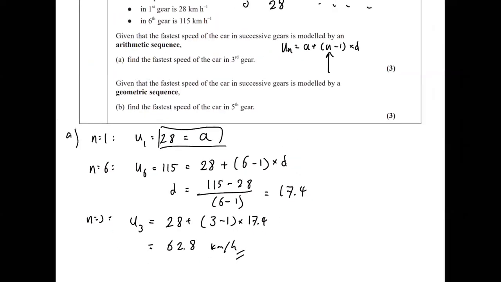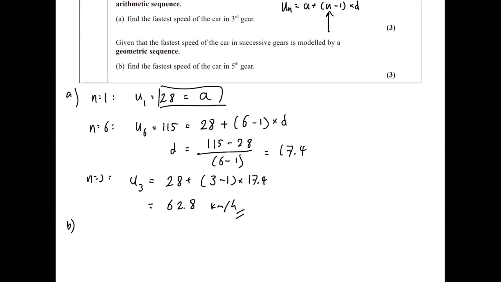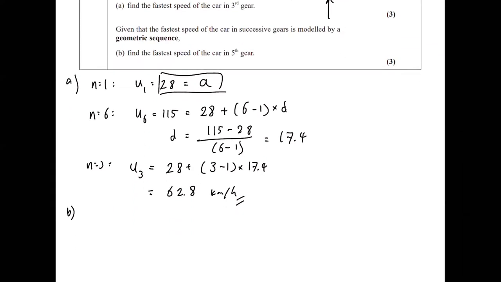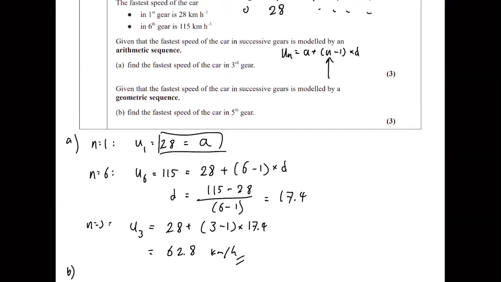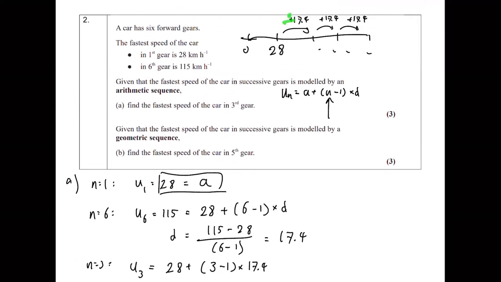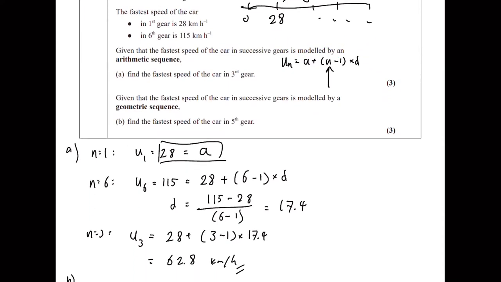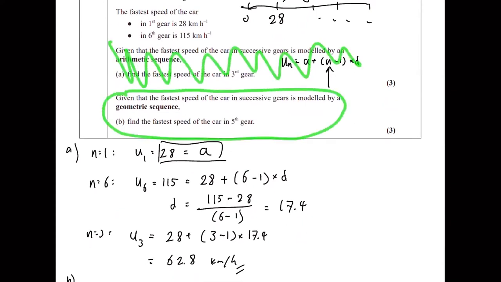How about part B? Let's take a look. Given that the fastest speed of the car in successive gears is modeled, now this time they change to a geometric sequence. Find the fastest speed of the car in fifth gear. So geometric sequence just means instead of plus, plus, plus, we times, times, times. Instead of adding a constant difference of d each time, we change it to times something, times something, times something, and it has to be the same number. So we restart the question, pretend that part A didn't exist, and we deal with this part here.